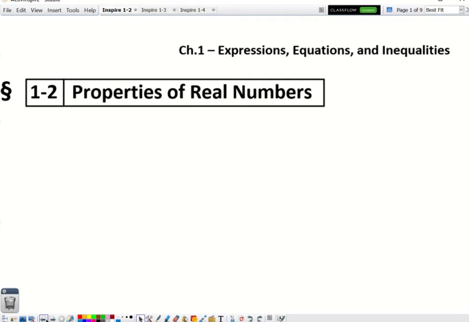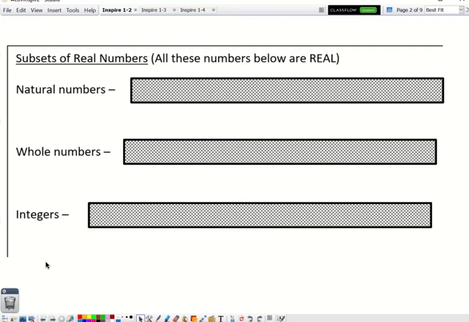This is 1-2, properties of real numbers. Real numbers, remember that, I guess, much later from now. But yeah, we're talking about numbers that are real. And so a lot of this, or maybe all of it, is probably going to be a review from Algebra 1 or whenever.